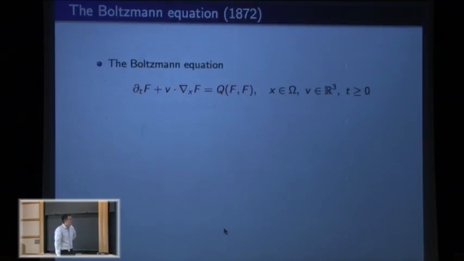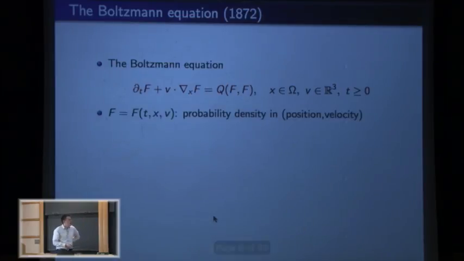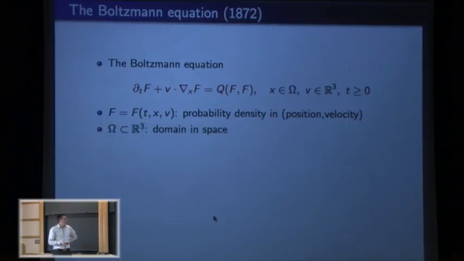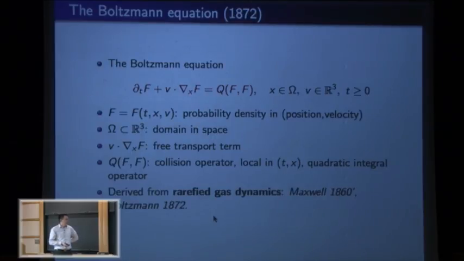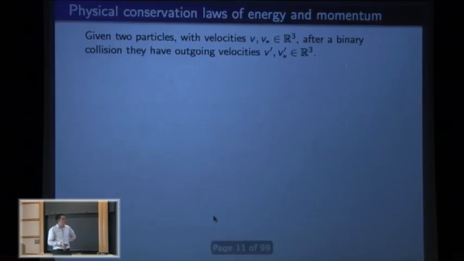Okay, so here's the Boltzmann equation. You have ∂_t f + v · ∇_x f = Q(f,f), and x is in some domain, v is in R^3, and t moves forward. You can think of f as a probability density, or maybe better, an empirical distribution. Omega is a domain, and you have free transport, and Q is a collision operator. This was derived by Boltzmann and Maxwell from rarefied gas dynamics, as we've been saying.